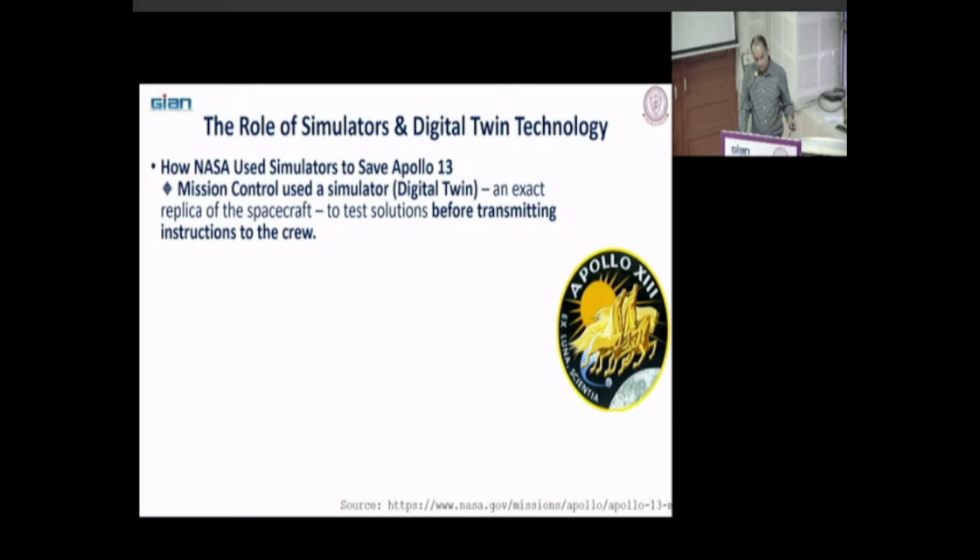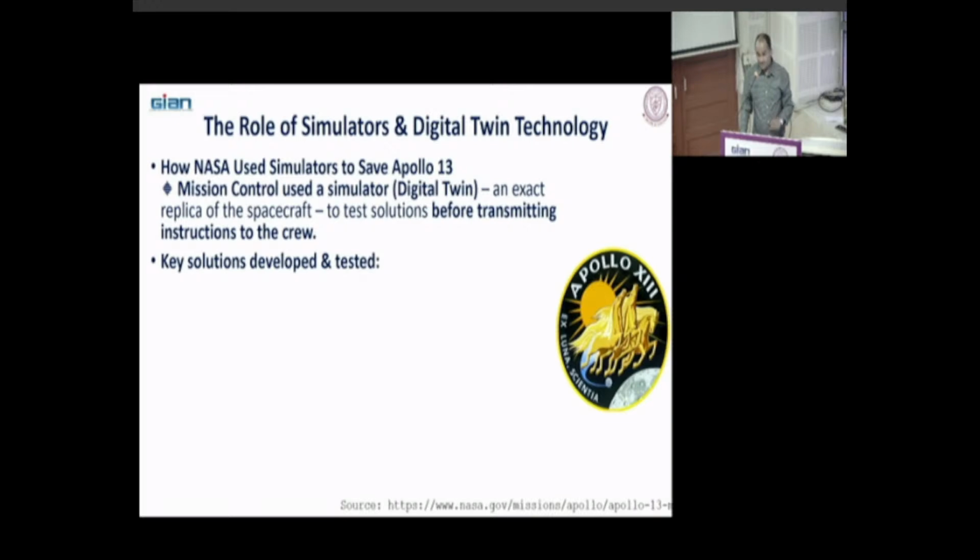How NASA used the simulators to save Apollo 13. Mission control used a simulator. The mission control team developed an exact replica of the spacecraft to test solutions before transmitting instructions to the crew. You cannot randomly say take this route, or do this one. They can lose their lives. So that's why they did all those simulation experiments on that digital twin simulator.